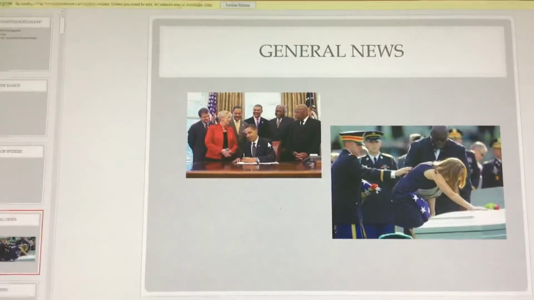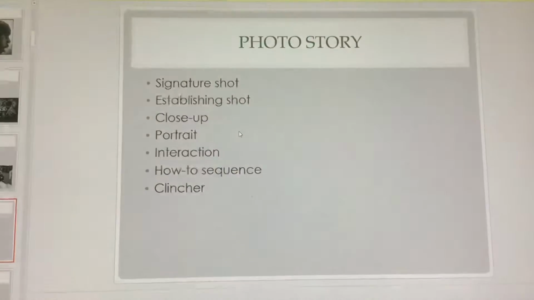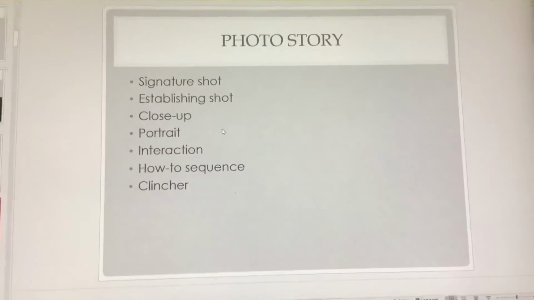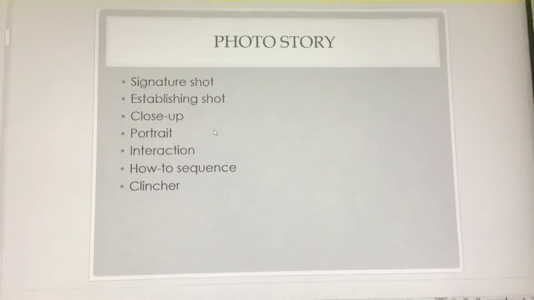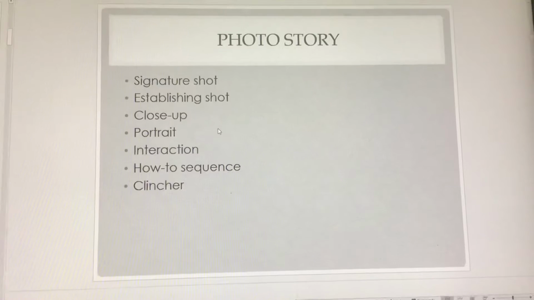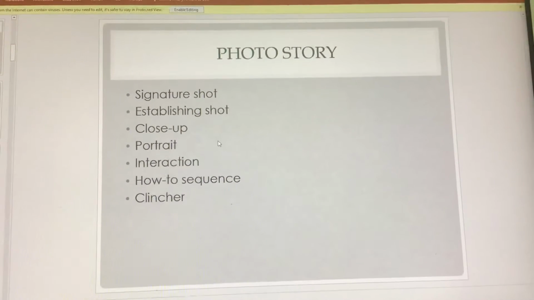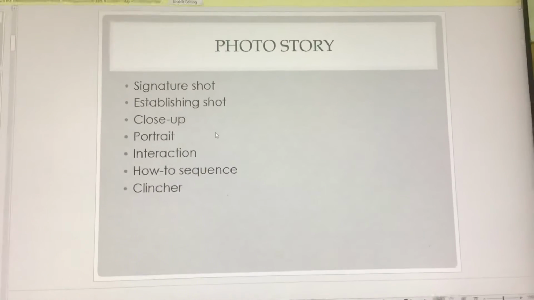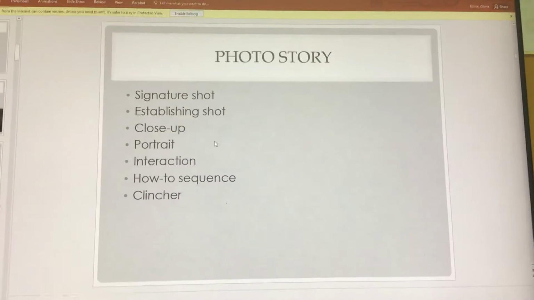The 7 shots of a photo story. So let's move ahead to photo stories here. You got your signature shot, your establishing shot, your close-up, portrait, interaction, how-to sequence, and clincher. And be able to identify them. So the signature shot is the best shot of your story that kind of summarizes your story.